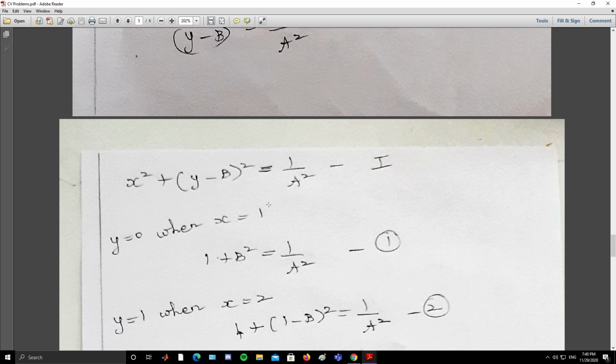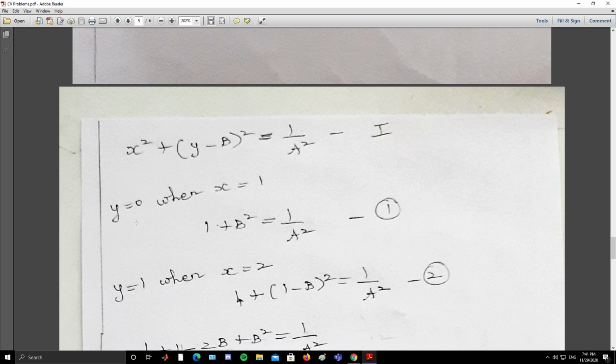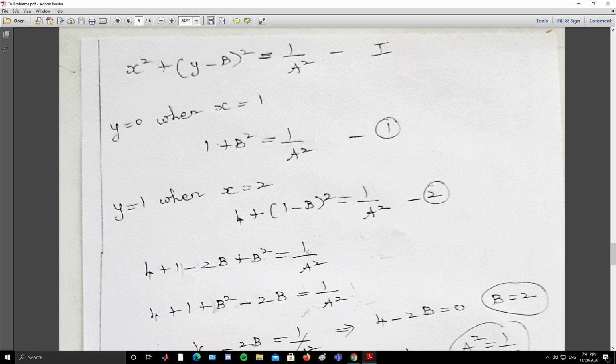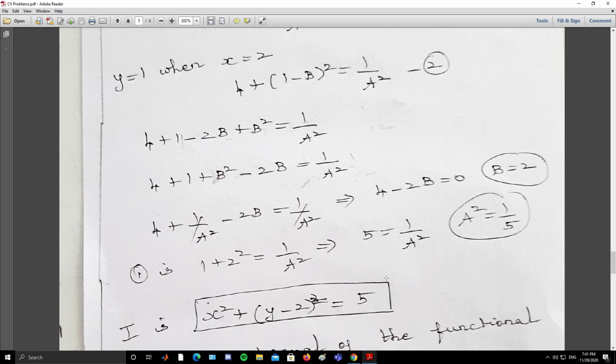Now you use the conditions. What is given? Y of 1 equals 0. So y equals 0 when x equals 1. Y of 1 equals y of 2 equals 1. Make use of the condition. So you have two equations in two unknowns. Solve these two equations to get the values of a and b.